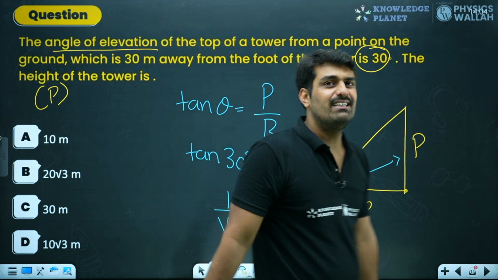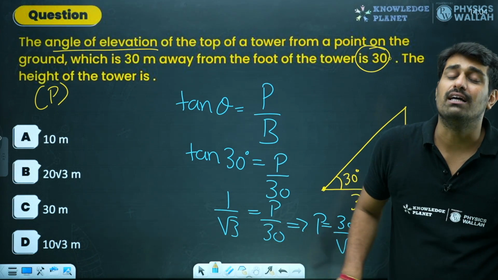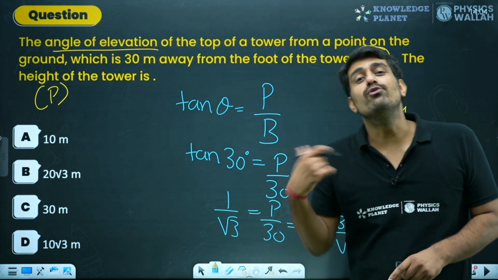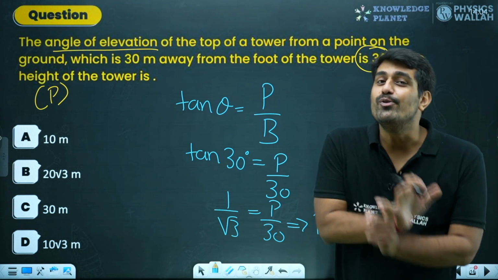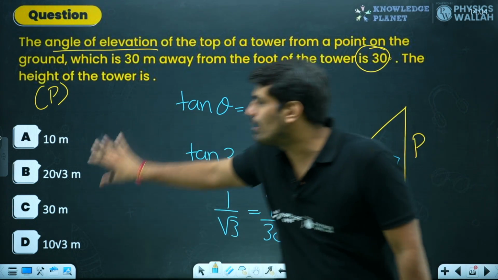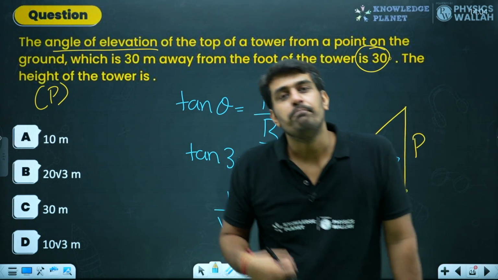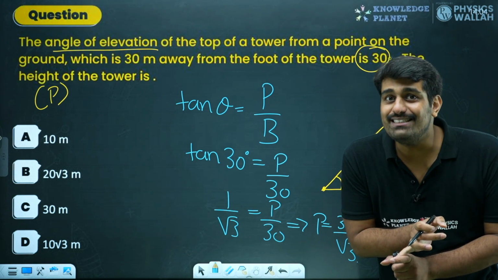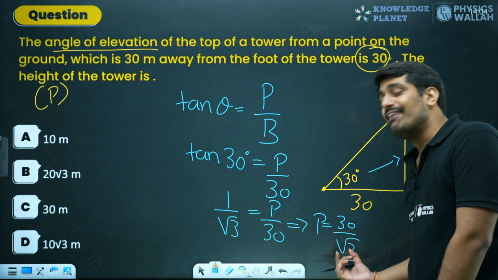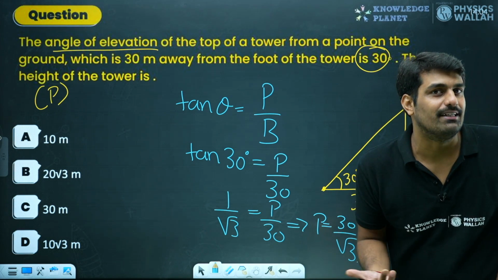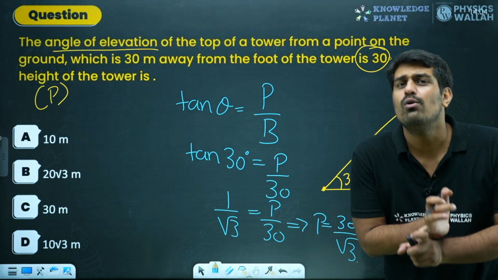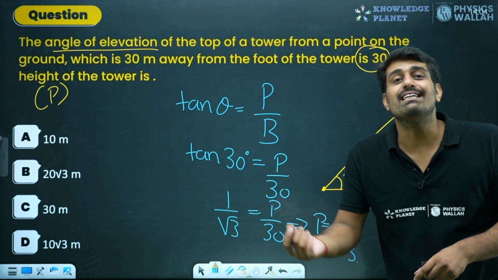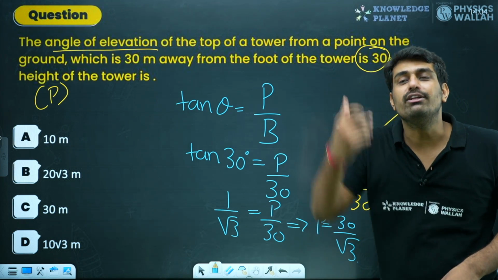Now, you might say, sir, this is the wrong answer. Each and every question has a new concept. Now, in this case, the option is not matching. Why is the option not matching? You must have learned something called rationalization. Over here, we have a denominator which is irrational, so you need to rationalize that. How? You need to rationalize by multiplying the same denominator in both numerator and denominator.